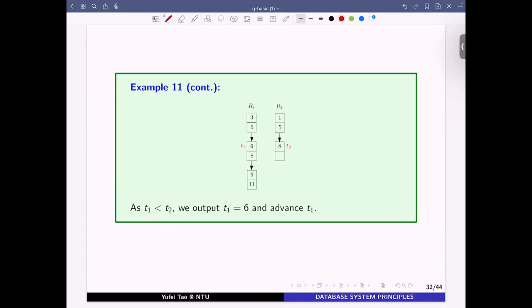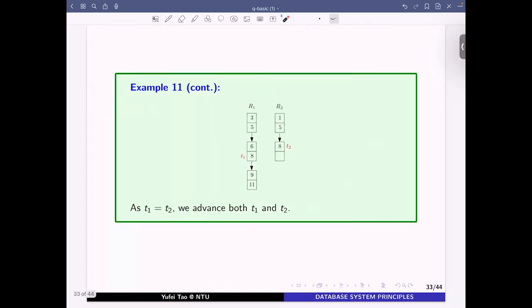So again, let me ask you this: what can you say about this 6? Remember, 8 is the smallest tuple in the unscanned portion of R2. So we know that 6 cannot possibly appear in the unscanned portion of R2. So 6 is therefore in the output. Okay, so we output 6, and then we move this T1 position down.